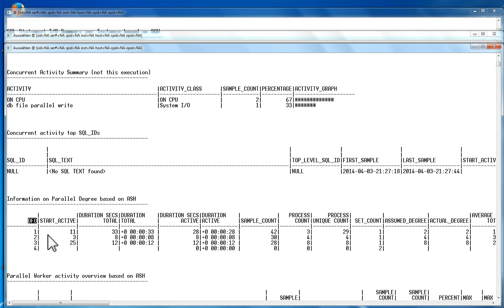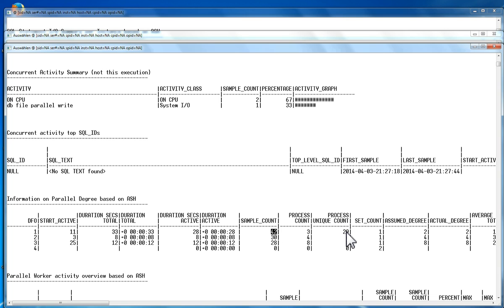And you can see here for this DFO tree number 1 this difference, that the process count is 3, but the process unique count is 29. So across these 42 samples, you have to put this count always in relation to the sample count. It's not a measured count because it's based on this active session history sampling. So if I put this into relation, for 3/4 of these 42 samples, for 29 of them, different process unique counts were found.